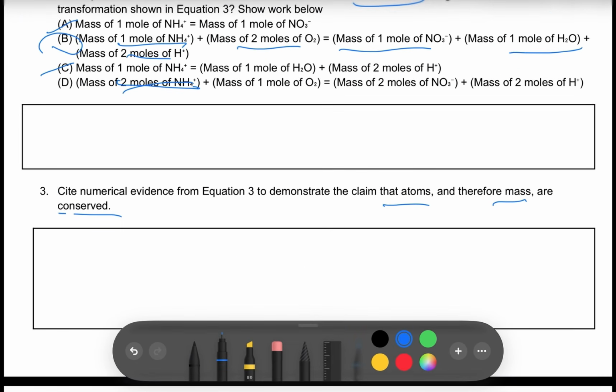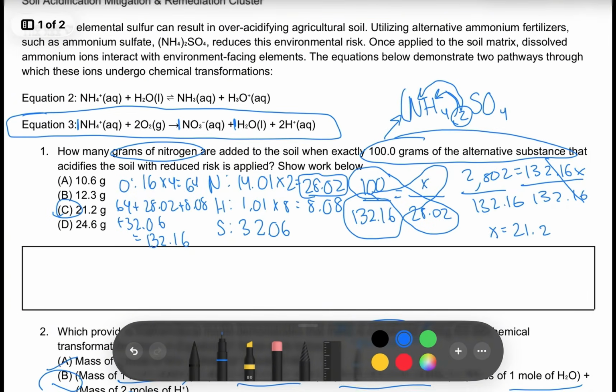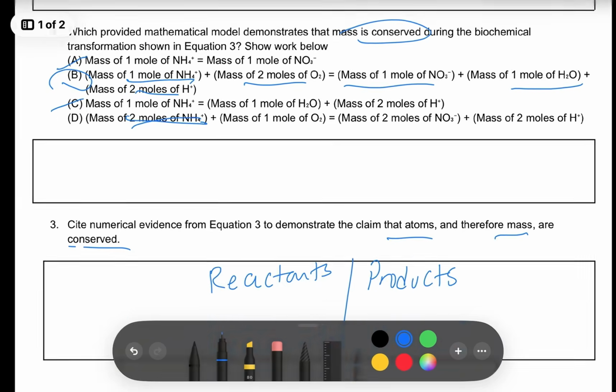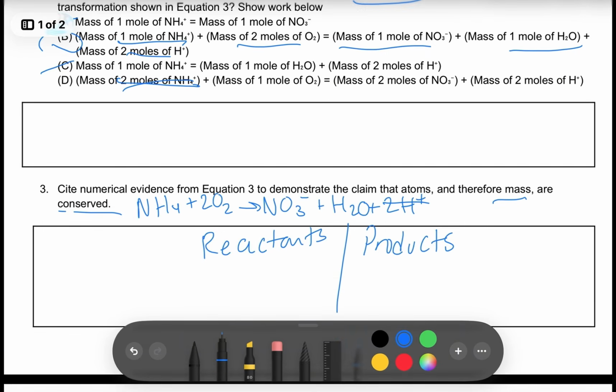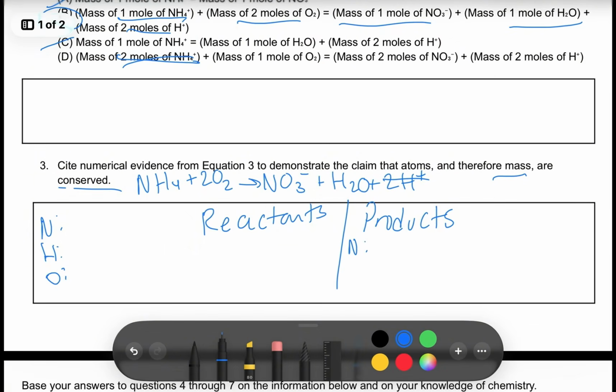So I'm going to divide this into reactants and products. So in the reactant side of equation 3, we have NH. I'm just going to rewrite this. So on the reactant side, we have nitrogen, we have hydrogen, we have oxygen. And in the product side, we also have nitrogen, we have hydrogen, and we have oxygen. So now we just count.